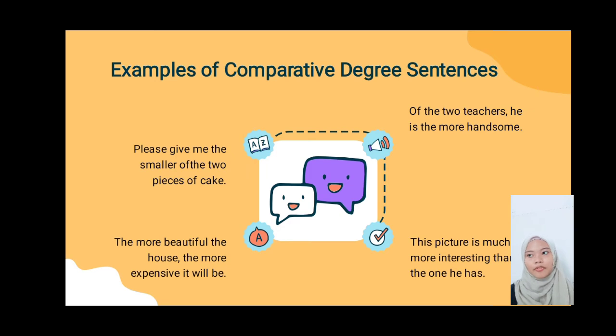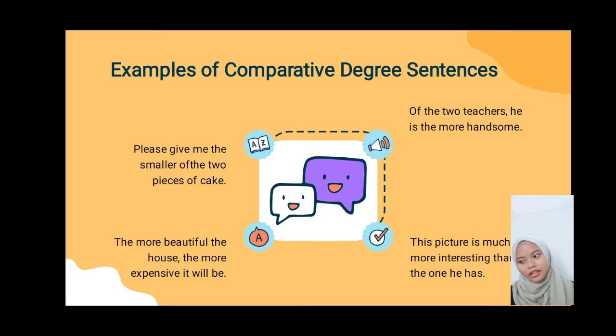But if it has two syllables, for example busy, we can use er. So busier. Okay, maybe like that. Definition, formula, and example sentences about the comparative degree.